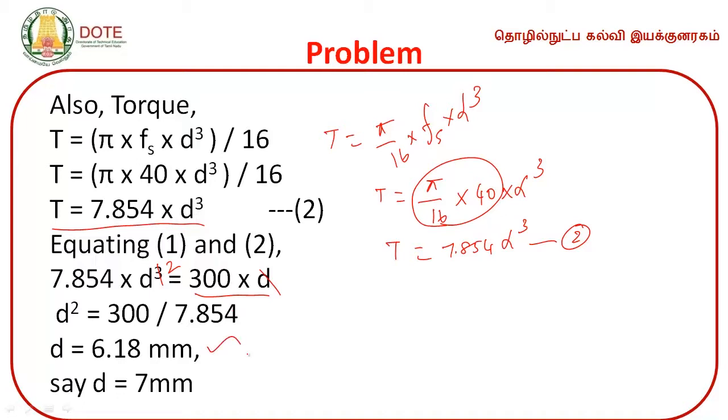d is equal to 6.18 mm. Diameter of the wire is 6.18 mm. For safety purpose அப்படின்னா we can round it to the next higher value or you can keep as it is. 6.18 mm நம்ம அப்படியே மெயின்டைன் பண்ணிக்கலாம். ஓகேங்களா? So the diameter of the wire is 6.18 mm or we can say it as 7 mm.